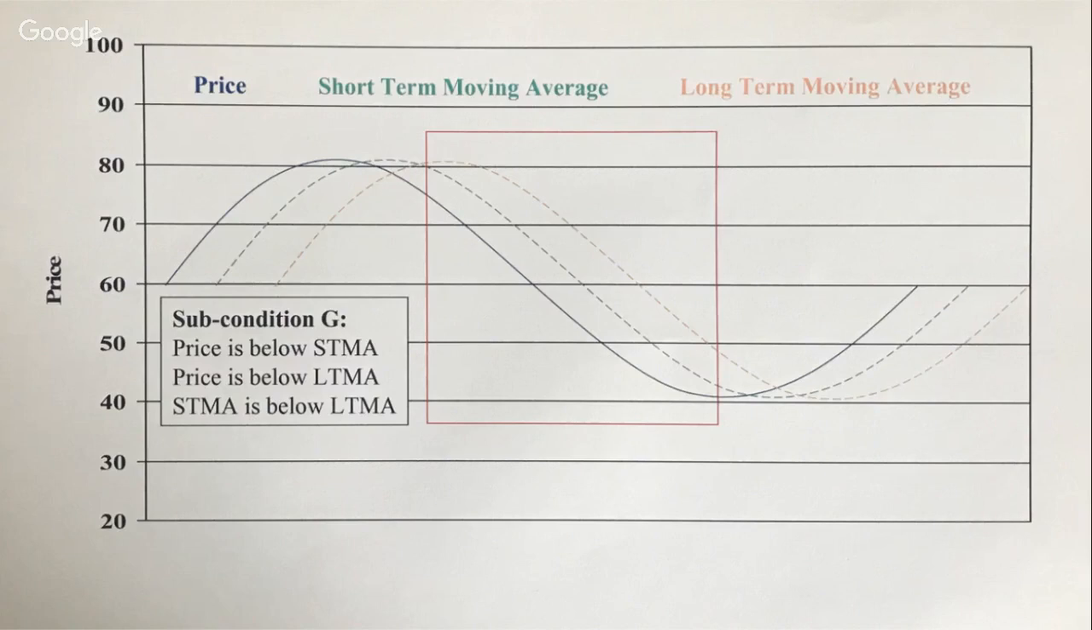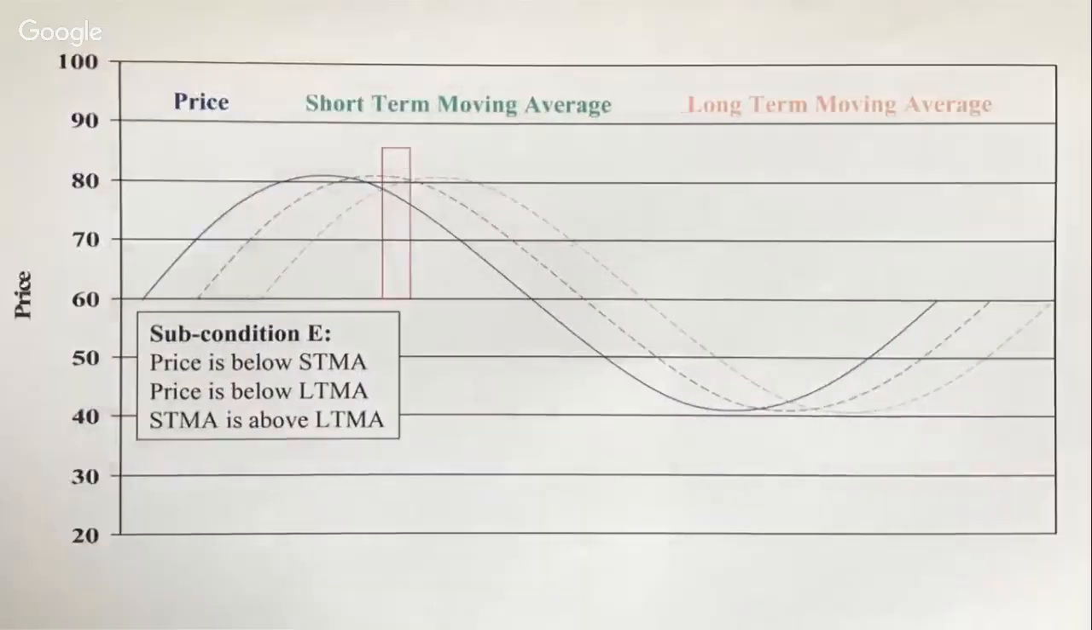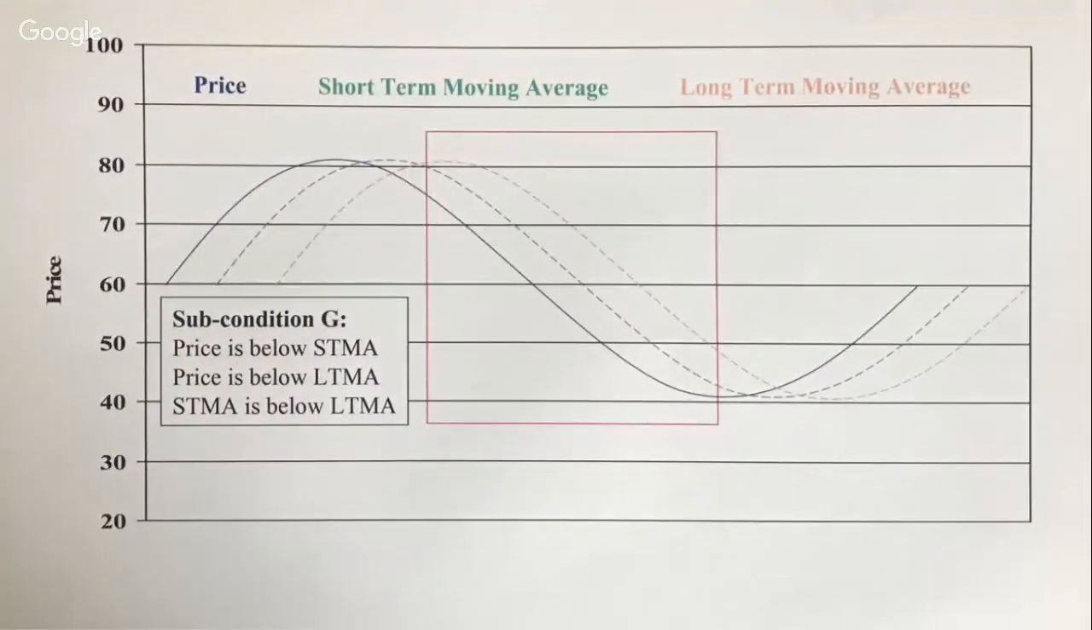Why? Price is below the short-term moving average, and the short-term moving average is below the long-term moving average, and most importantly, they are all moving down, as opposed to A, where they are all moving up. So to get from an up market to a down market, you need to go through steps B, C, D, E, and F in that order to get to G, which is a change in direction of the market.